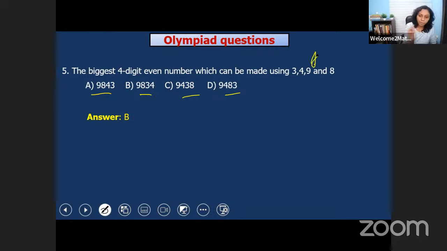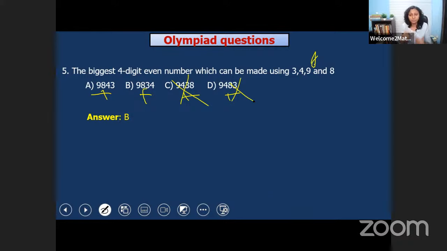So our number will start from 9. Here you see all the options will start from 9. So what we have to do is check the next place. Here you see it's 8, then 4 and 4. 4 can't be, so obviously let's eliminate C and D.